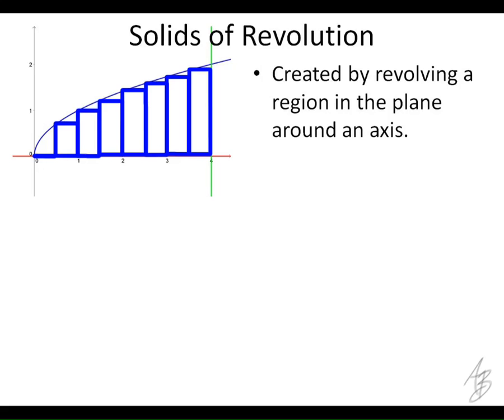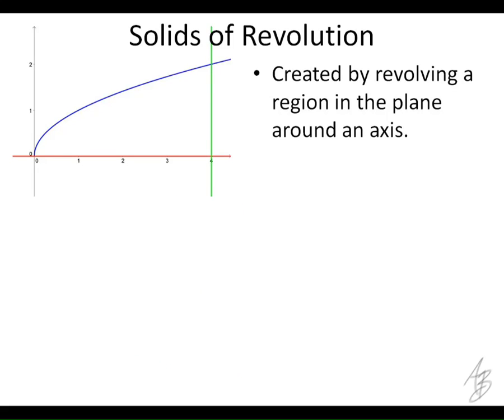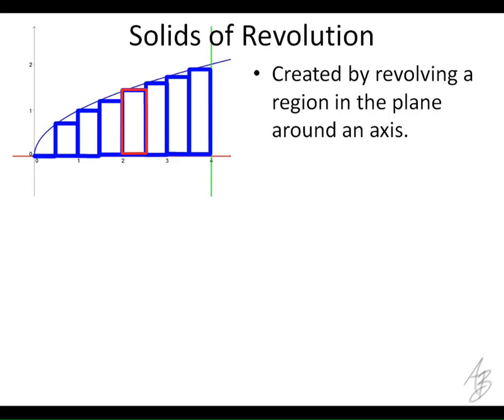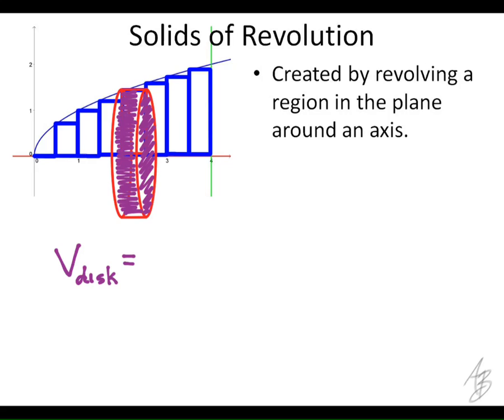If we take one rectangle here, and we revolve that around the x-axis. So we're going to say the x-axis here is our axis of revolution. What we end up with is what? What is that? It's a cylinder, right? What? A drum? Yeah, it kind of looks like a drum. So if we just take that one rectangle and we revolve it around the x-axis, we end up with a cylinder, and we can find the volume of that. We're actually going to call that a disk.